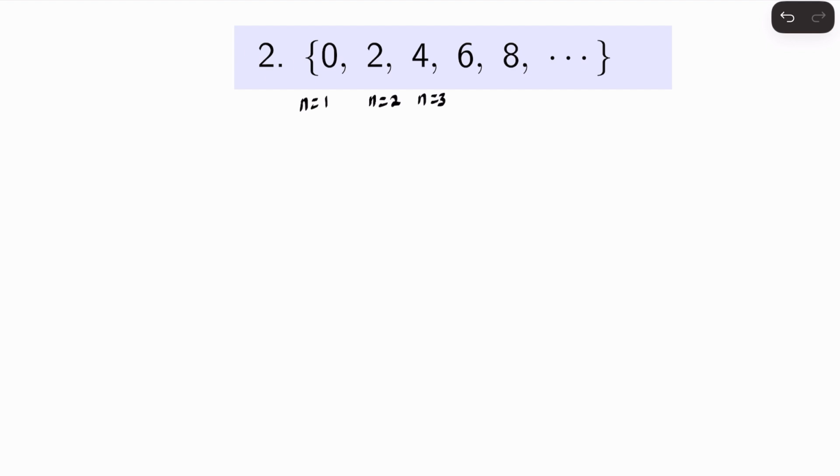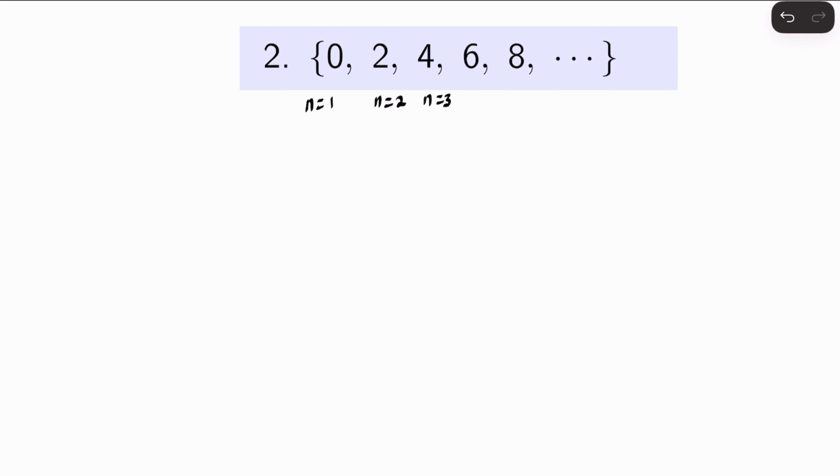With 2, we want the first term to be equal to 0, and the second term, that's n is equal to 2, to be 2, and n is equal to 3 to be 4, and so on. Let's compute the nth term. To compute it, let's look at something. So now all these are even, right? So when n is 1, we have 0. When n is 2, we have 2. When n is 3, we have 4, and so on.